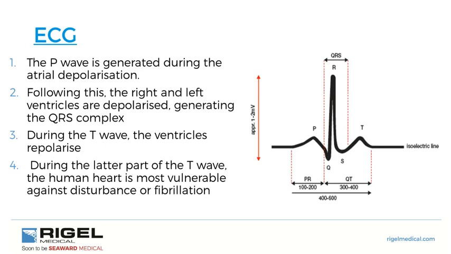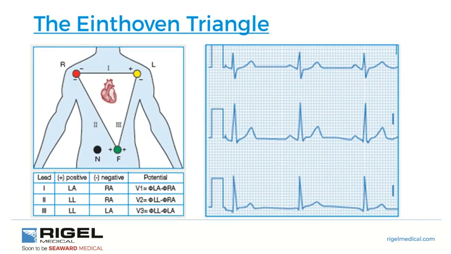The T wave is the most vulnerable part of the ECG cardiac cycle. Any disturbance during this repolarization phase can send the heart into fibrillation. So we have Einthoven's Triangle.